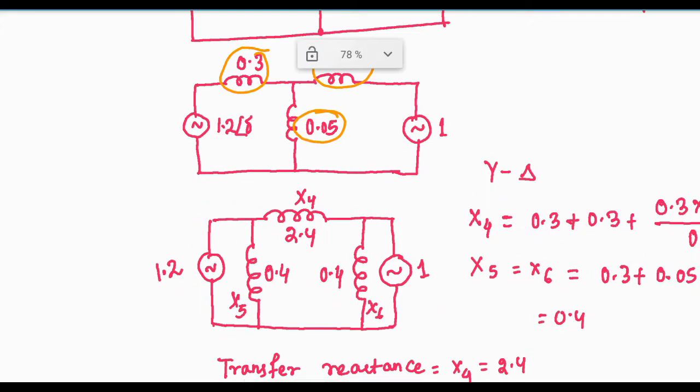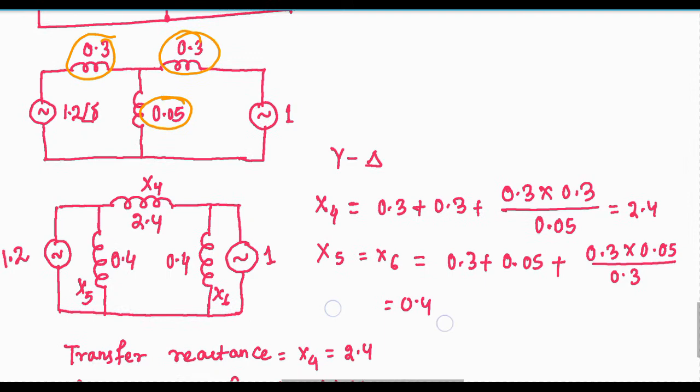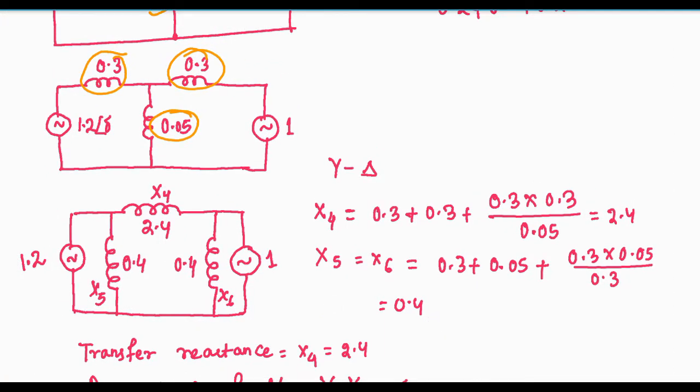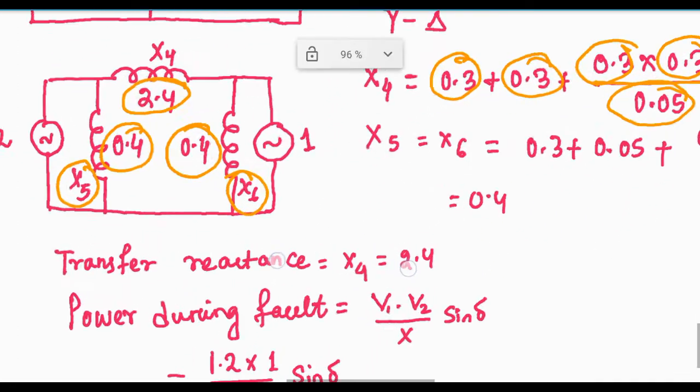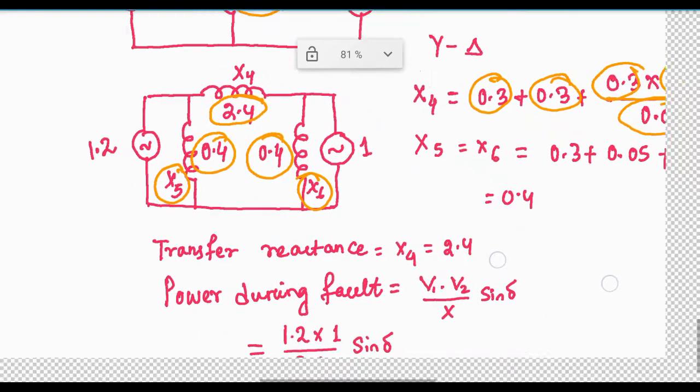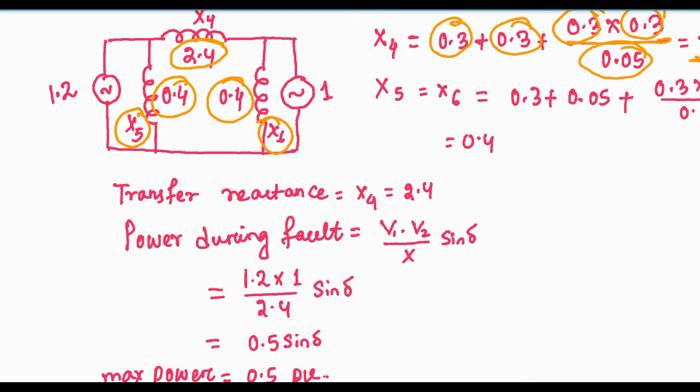So what is the procedure from star to delta? The procedure is: sum plus product divided by the rest one. That is, the sum 0.3 plus 0.3, plus the product 0.3 into 0.3, divided by the rest one, 0.05. So this is 2.4, this one is 2.4, and the other two are calculated in the same manner. If we don't calculate these two, that means x5 and x6, it is okay. I have only calculated them here to represent this. So here we have the final circuit to find the power. The transfer reactance is x4, that means 2.4.